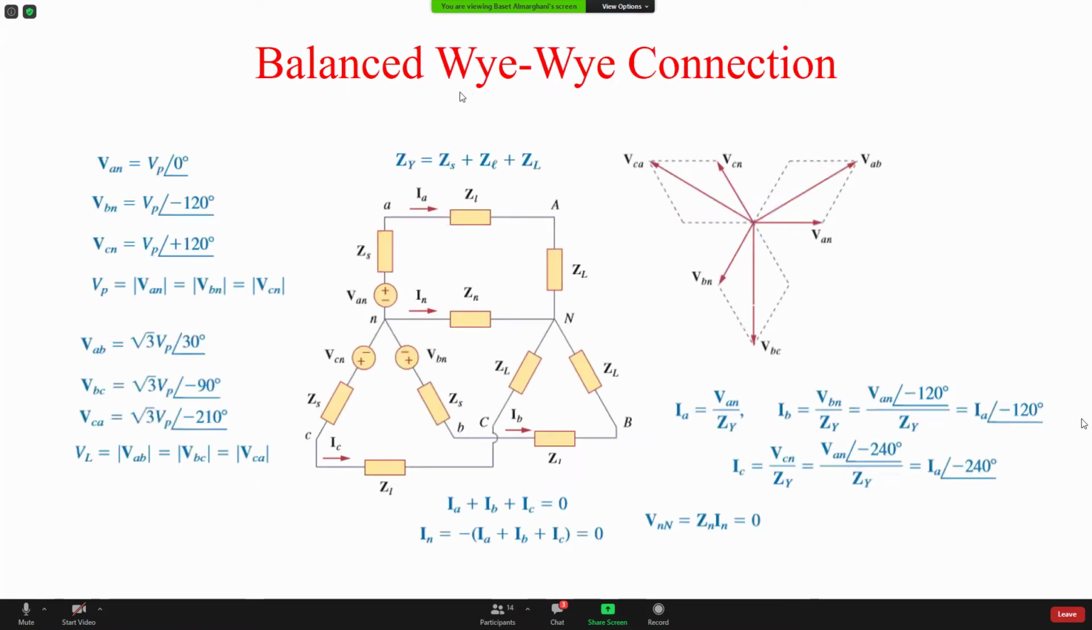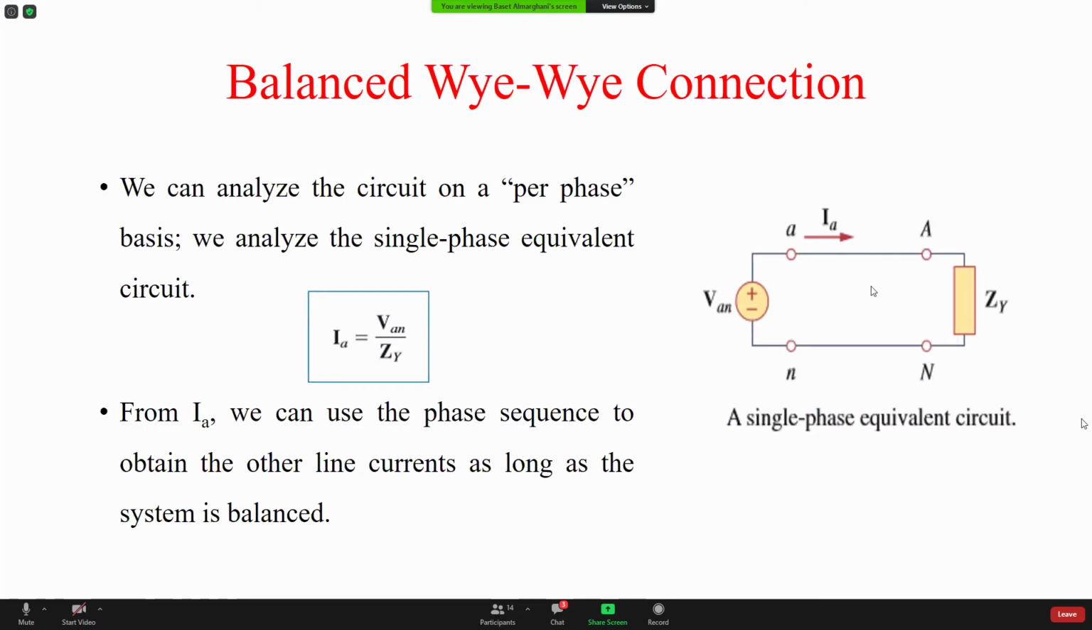Okay, just a few pieces of information. The phase values, the line values. We know that in a Y connection, the line voltage is square root of 3 times the phase voltage, and you add 30 degrees. This is the one-phase circuit. And in this circuit, I can find this current by total voltage divided by the total impedance. And this is the single phase equivalent circuit when I simplify it.